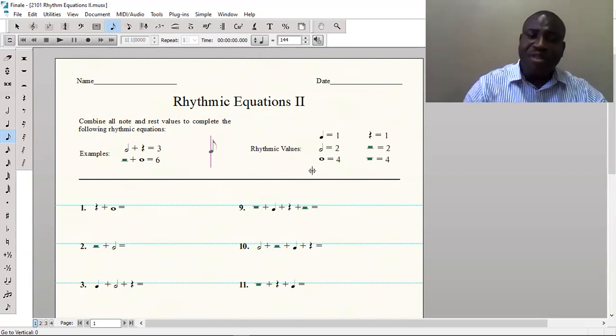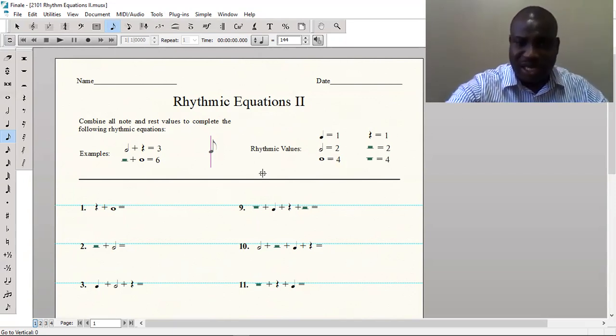So in rhythmic equation one, you were taught the notes and their rhythmic values. In this exercise, you have only the rests. So when you look at the example over here, you have a minim plus a crochet rest giving you 3 beats. And then you also have a minim rest plus a semibreve. A minim rest is 2 beats because a minim is the same as 2 beats. So each rest is also 2 beats. And then a semibreve, which is 4 beats. So 2 plus 4 is 6.